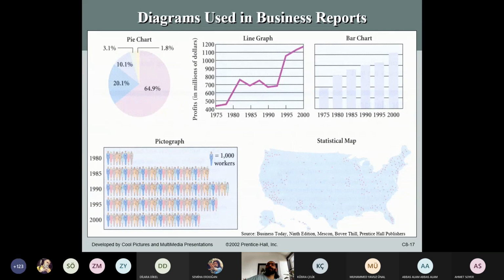Instead of, for example, reading full paragraphs, when you look at this line graph, you can see it. I mean, you can write it one by one, each in one sentence, but no one wants to read that, right? It's more complicated. For example, you can say in 1975, our profits were $400 million. In 1980, it increased to $500 million. Blah, blah, blah. You need to write very long, very boring paragraphs. But when you put it into a line graph like that, it's very easy to see in just one glance. So these are good. Use them.